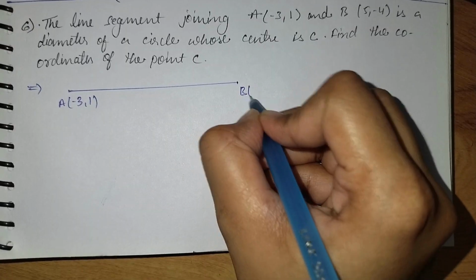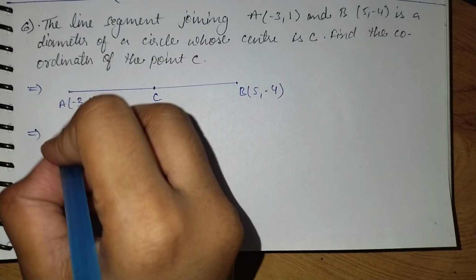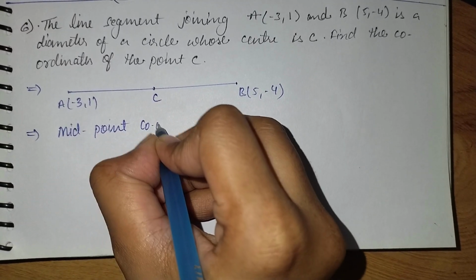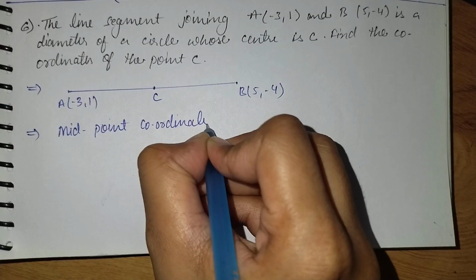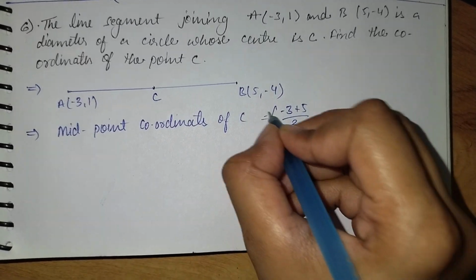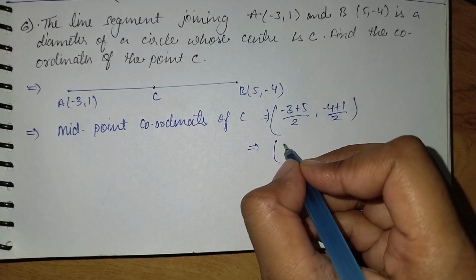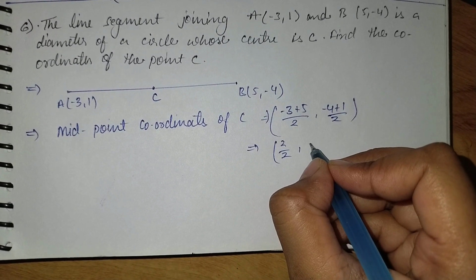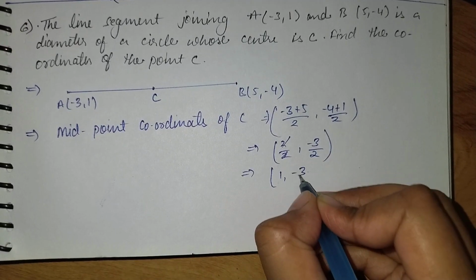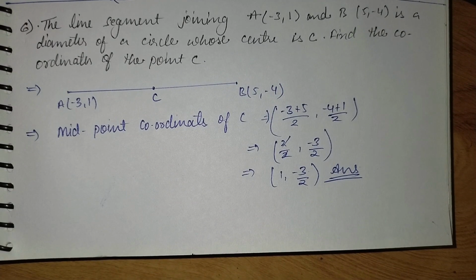This is point B (5, -4), and the point C is the midpoint of these 2 points. So the midpoint coordinates of C will become (-3 + 5)/2, (-4 + 1)/2, which is 2/2 and -3/2. So this will be cancelled out, and we will get (1, -3/2) as the coordinates of point C. And this is the solution of question number 6.